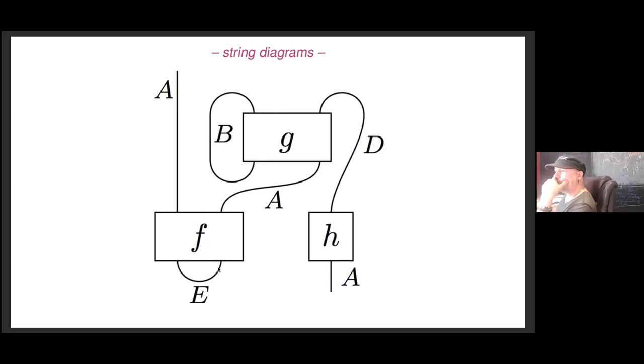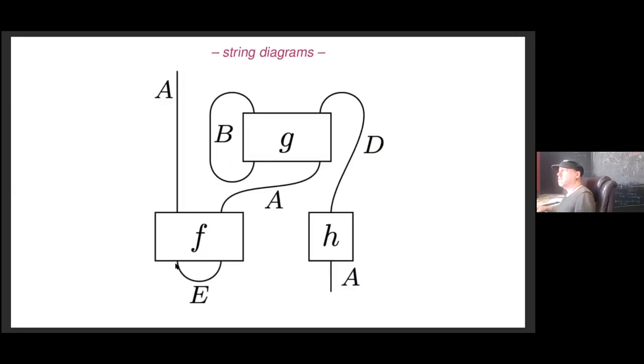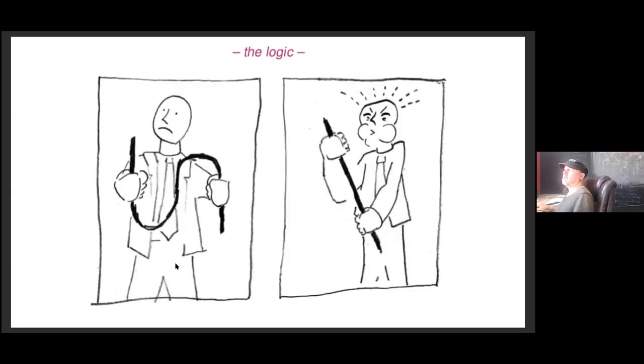And then here, two inputs are connected together. What does this mean? Well, you have to think of this as entanglement. This is like a Bell state. We write it as a cup-shaped wire, but actually you can think of it as a state, like a triangle with two outputs as well. It's like the Bell state. And then dually, if you take the thing with D, where you connect two outputs, this would be a Bell effect. The cup-shaped wire is a Bell state, and the dual is a Bell effect. And the logic, because there's a logic here, is basically that a wire is a wire.